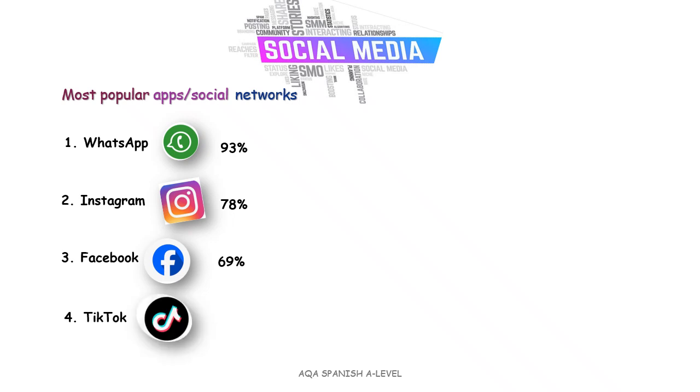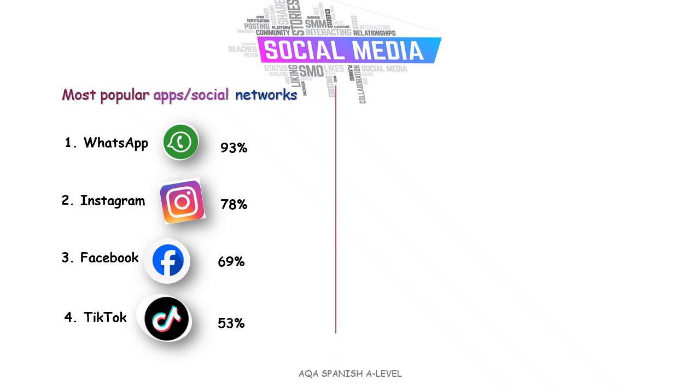Facebook, in third place, is still going strong with 69% of people using it. TikTok has overtaken X, formerly Twitter, and now ranks fourth, used by 53% of internet users. It's also the fastest growing social network in Spain.